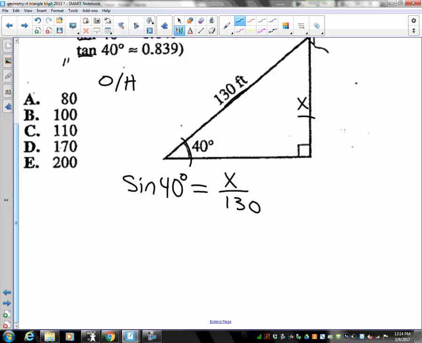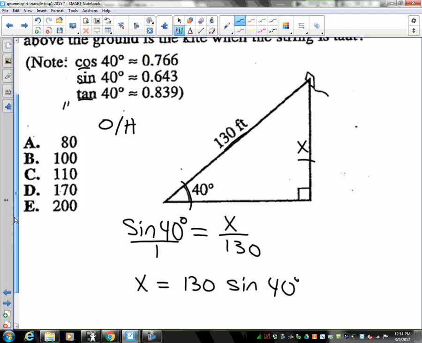Now all we have to do is solve this. On most of these, you can just cross multiply. You put this over 1, you get 1 times X is X, and then this one would say 130 times the sine of 40 degrees. A person who wouldn't have a calculator would have to calculate 130 times this. That makes sense? That's why they put that. It's for a person who would not have a calculator. Now, we don't have to do that. We can just type that in our calculator here.